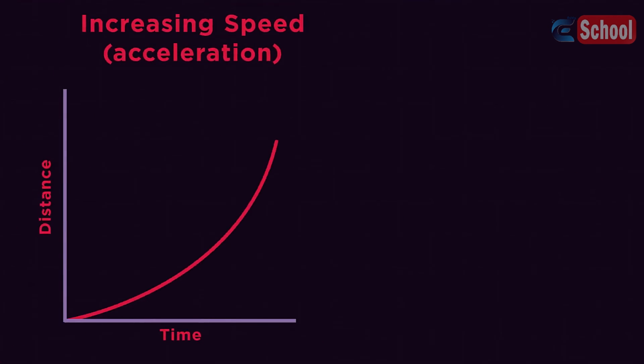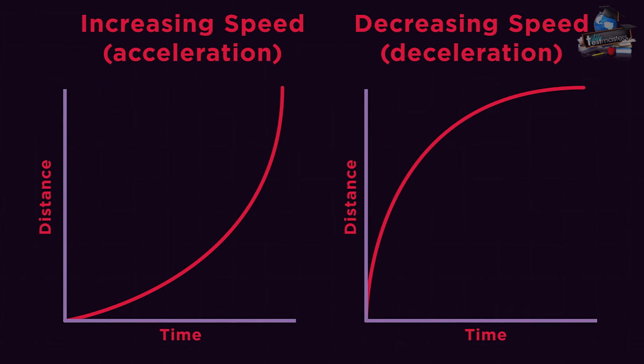If a line is curved upwards on a graph, it's showing a change in speed, an acceleration. If the curve is flattening off, this also shows a change in speed, a deceleration.